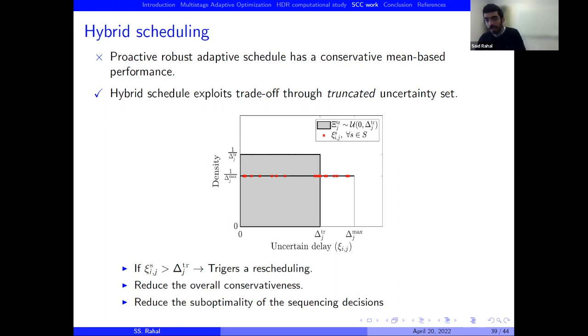So what we aim to achieve using this approach is to reduce the conservativeness of the robust proactive schedule, and basically reduce these frequent rescheduling events of the deterministic reactive scheduling.